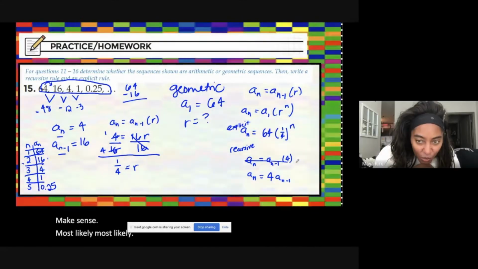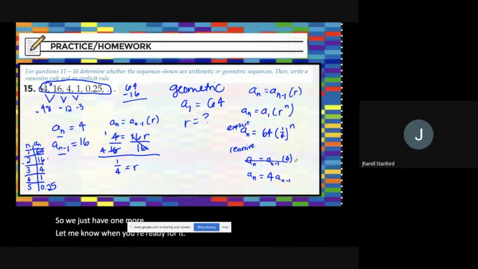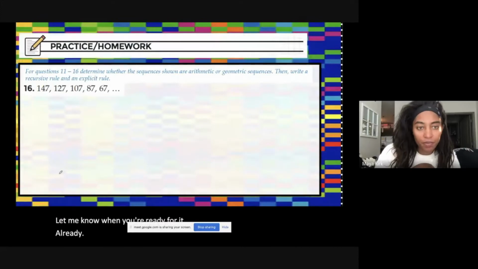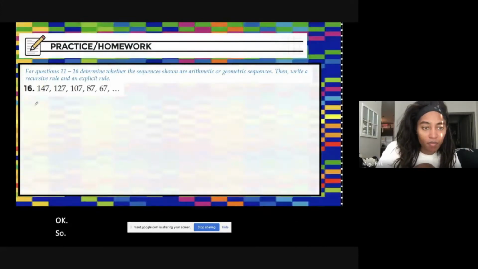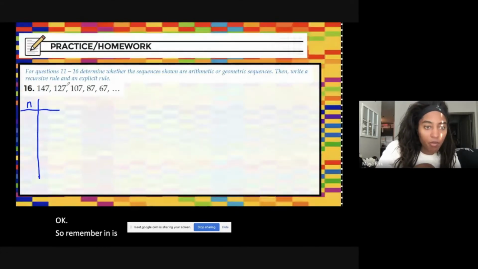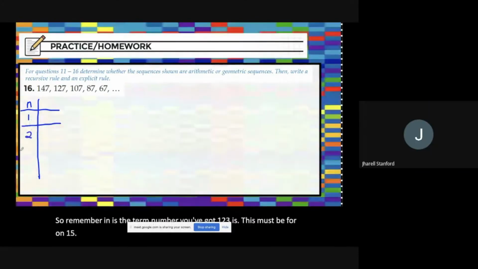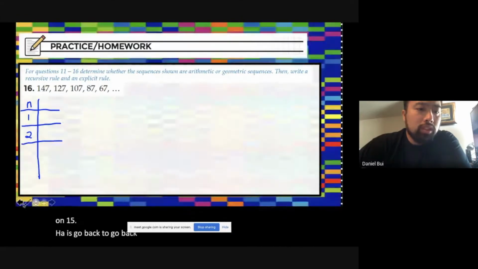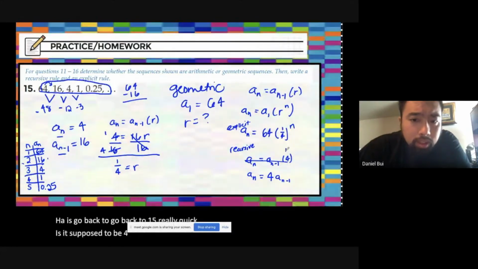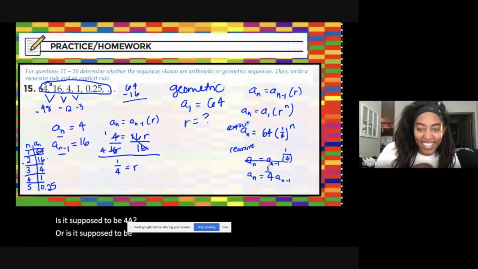So we just have one more. Okay. Let me know when you're ready for it. I'm ready. Okay. So remember, n is the term number. Is it supposed to be 4 on 15? Can you go back to 15 really quick? Is it supposed to be 4, or is it supposed to be 1/4? It's supposed to be 1/4. My bad. Okay, just making sure.